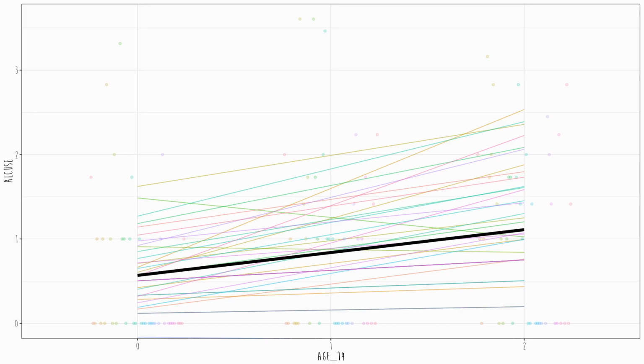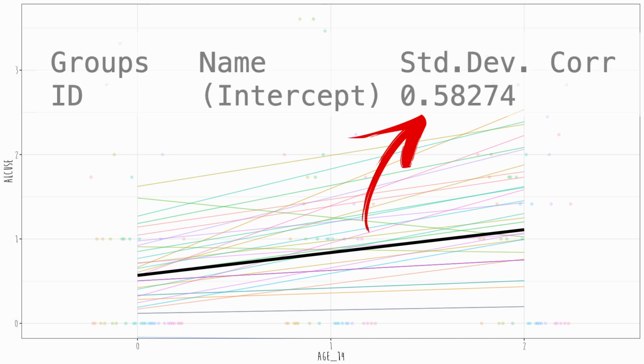Now, that's probably hard to conceptualize, but let me go ahead and show you a plot. So this right here is a plot of the model that we have. The solid black line is the fixed effect, or the average effect. And we see that along the value of age 14 of 0, we see lots of different lines. Each of these lines has its own unique intercept. And if we were to average the deviation from the fixed effect, we would find that the average deviation is 0.58. Or in other words, that's how much they vary in their intercept up and down.